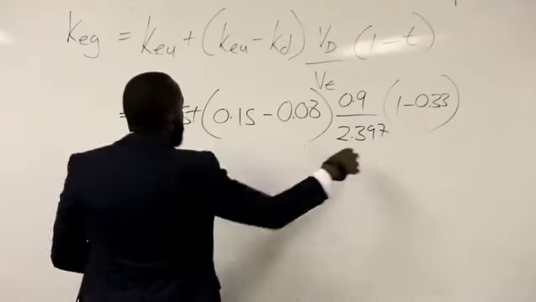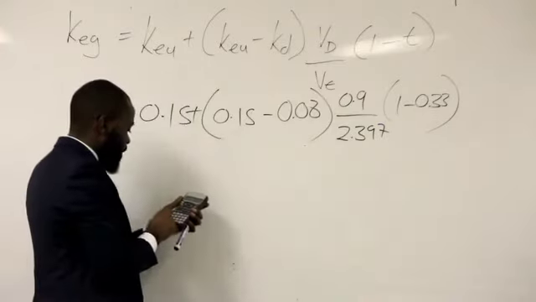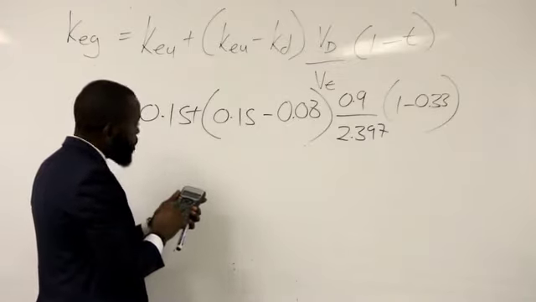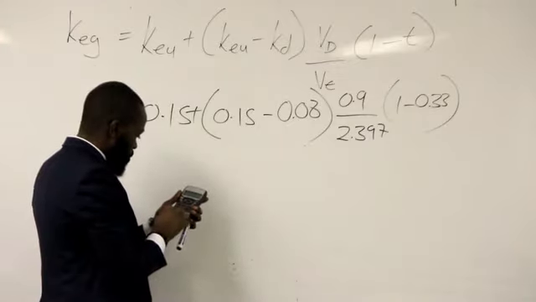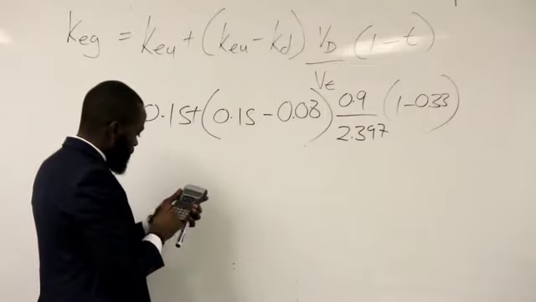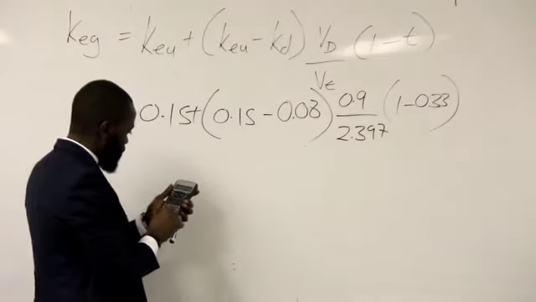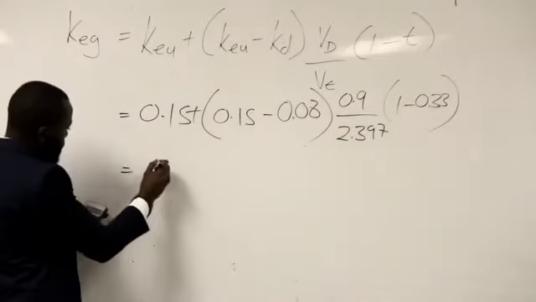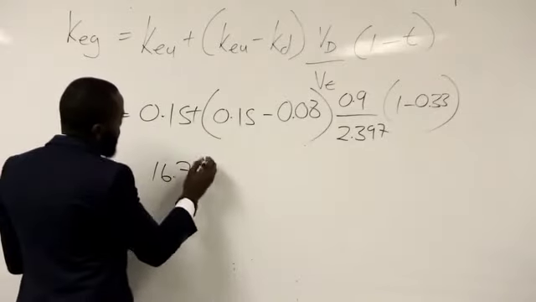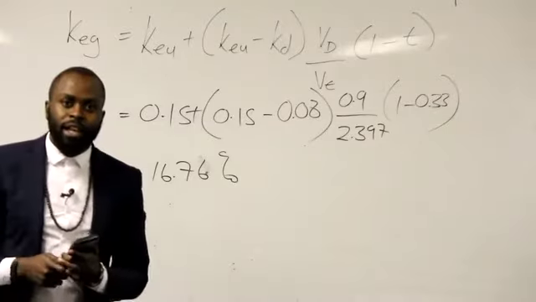We start with this first part here. We'll take 0.15 minus 0.08, that's 0.07, times 0.9 over 2.397, close bracket, times 0.67, plus 0.15. Yes, 16.76%. So this is the cost of equity in the geared company.